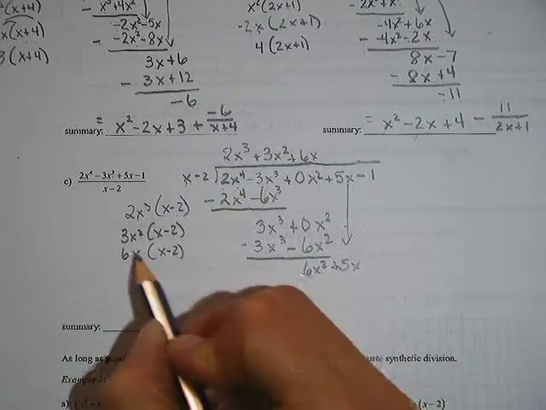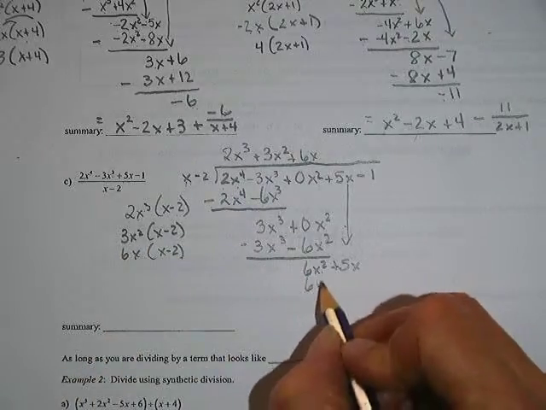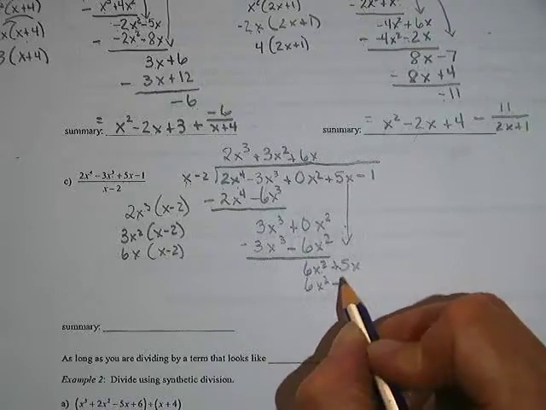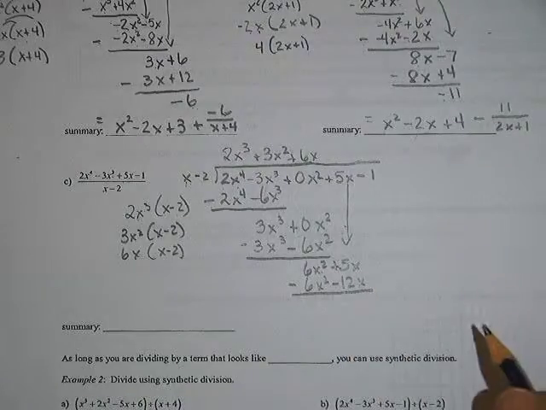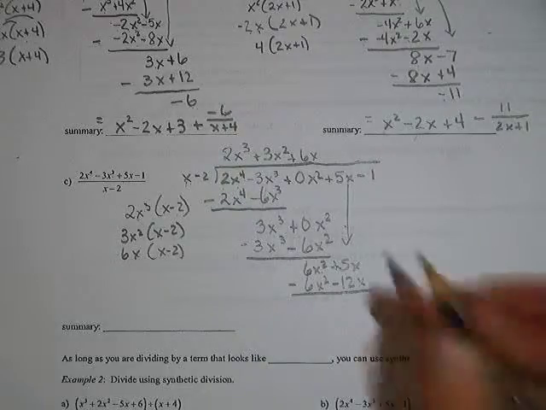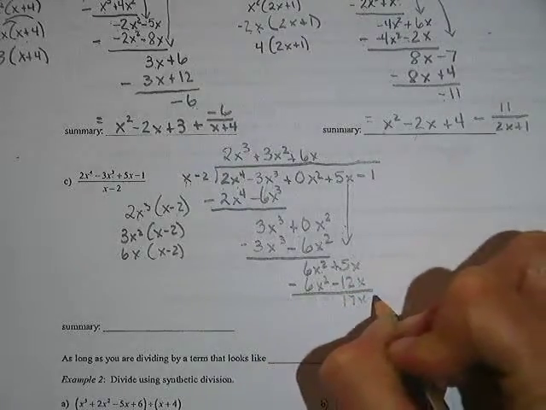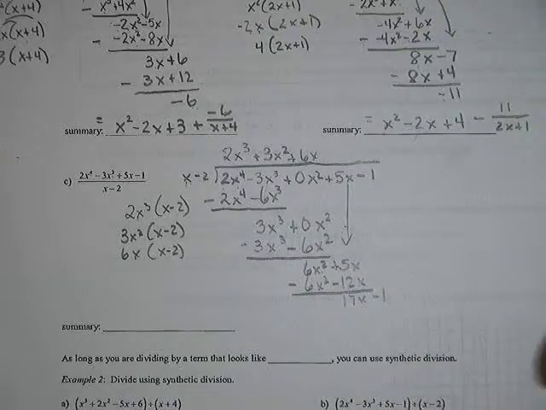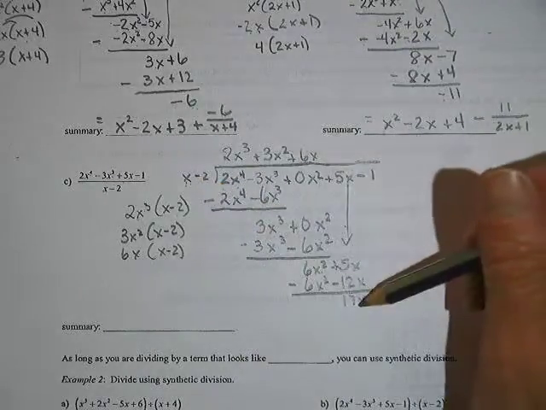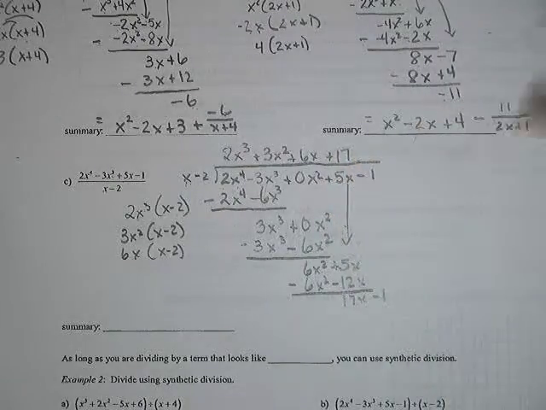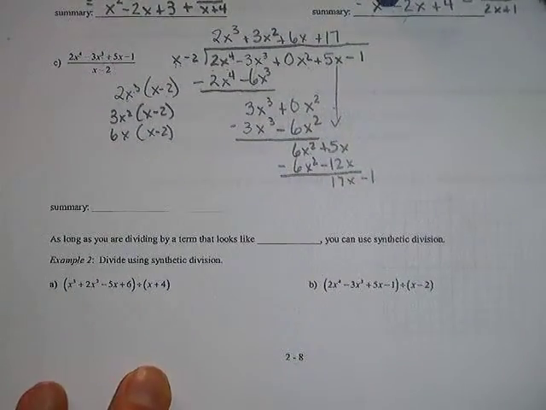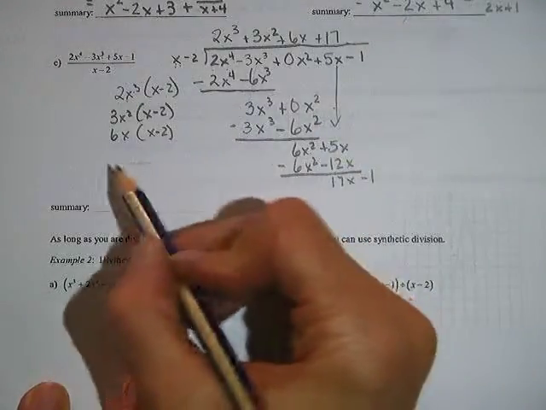Okay, well, let's see. What do I need to multiply x by to get 6x squared? 6x. Yep, just 6x, good. Okay, so that's 6x times x minus 2. And you multiply it in, and we get 6x squared minus 12x. Okay, subtract. What do I get? Well, 17x. Okay, and then minus 1.